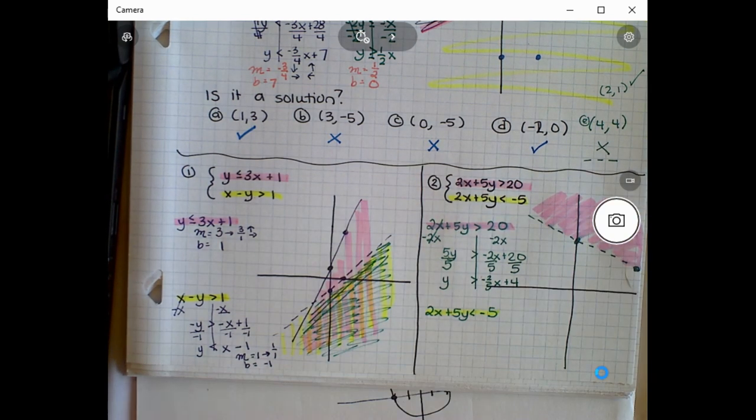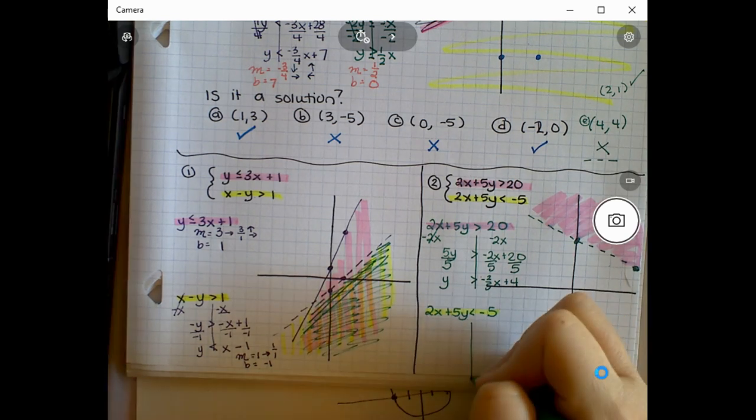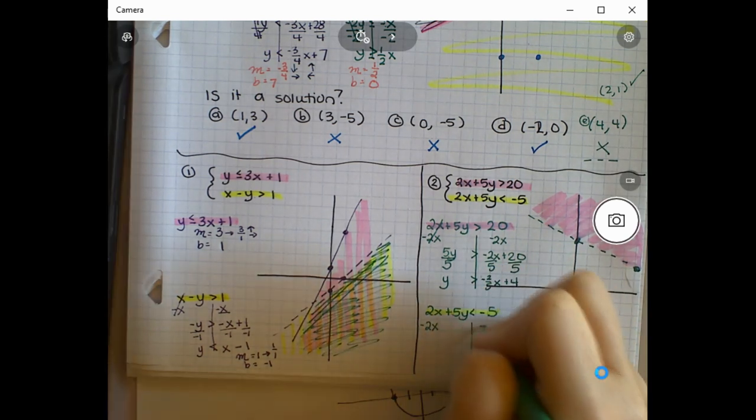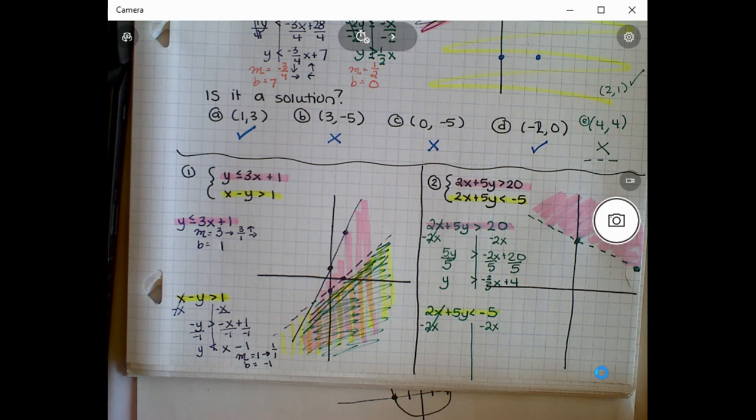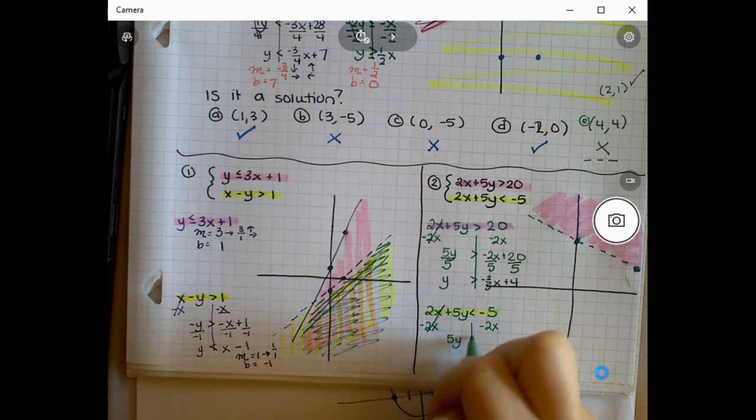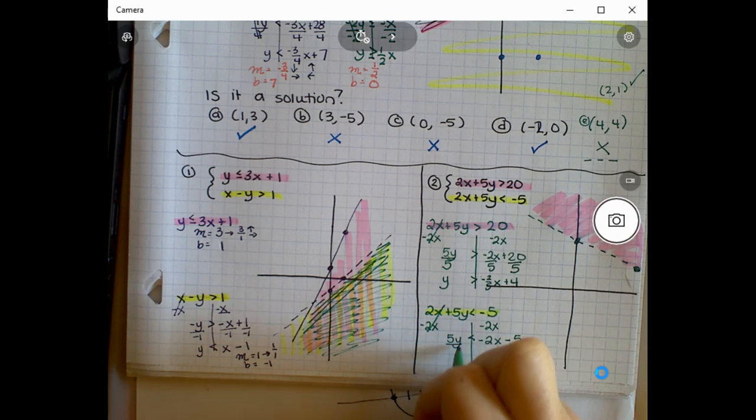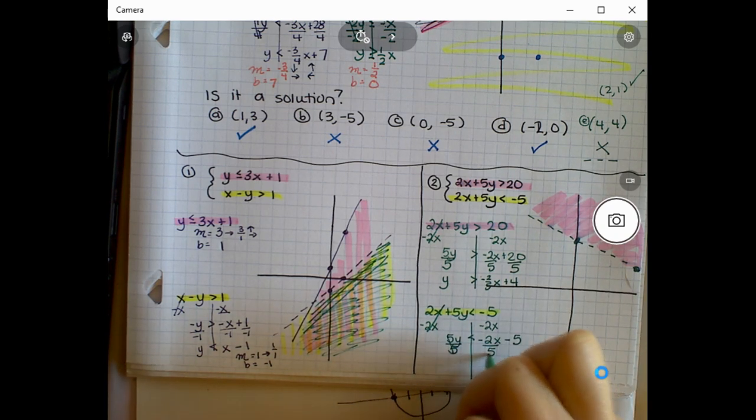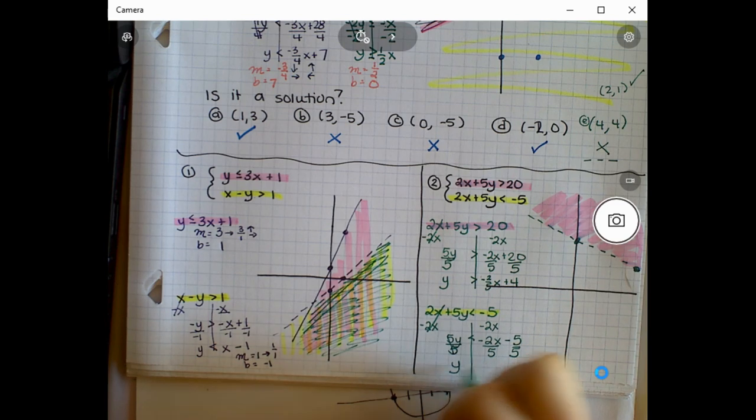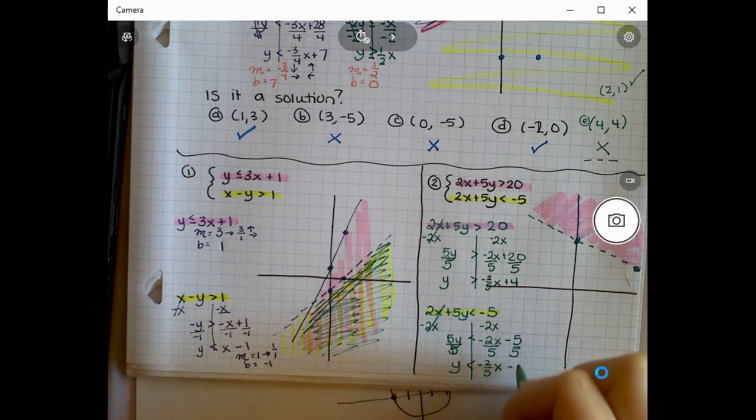All right, next, we're going to subtract 2x to try to isolate our y, get the y alone. We're going to divide by 5. Y is less than negative 2 over 5x minus 1.